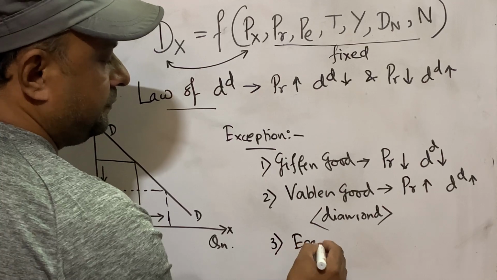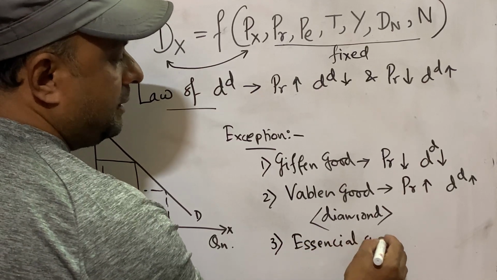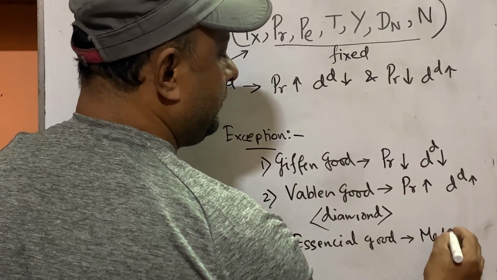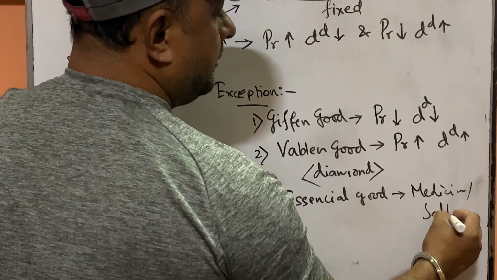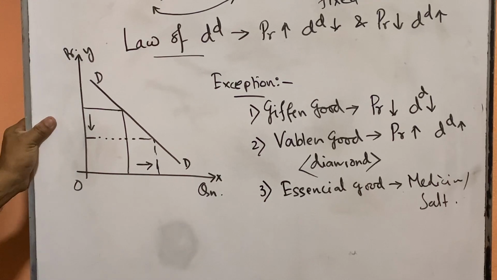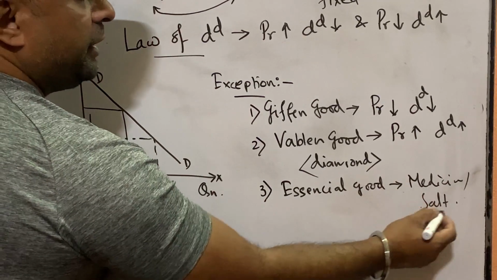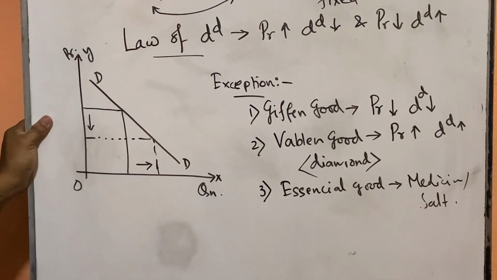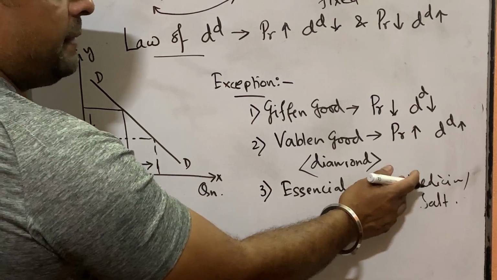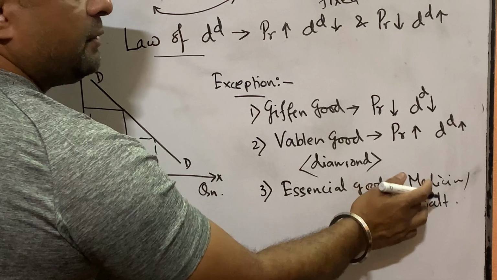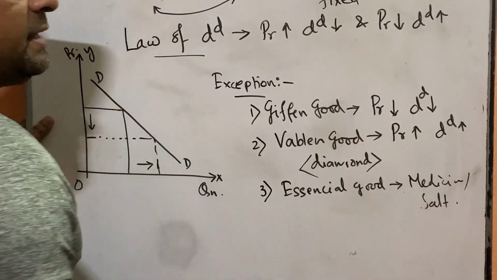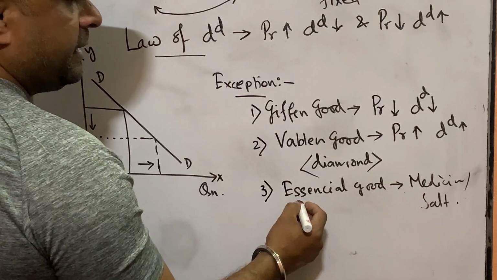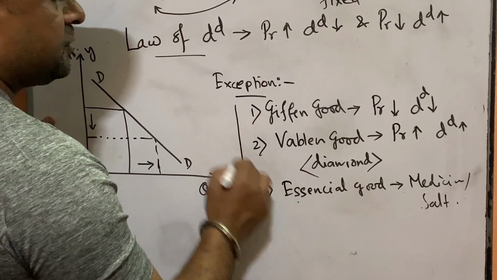Essential good. In this case also, the law of demand does not hold. Suppose medicine, salt. In such cases, the law of demand does not hold. Because when the price of salt reduces, we never consume more salt, or when the price of salt increases, we never reduce our consumption. Its requirement is limited. Medicine is the same thing. Whatever the price in the market, the requirement of medicine remains the same, because people cannot compromise their demand in case of medicine and so on. At that time the law of demand does not hold. So these are the exceptions of the law of demand.